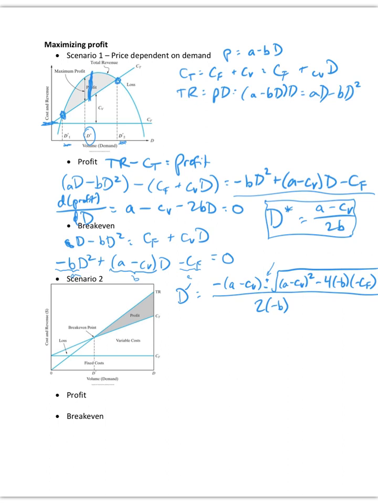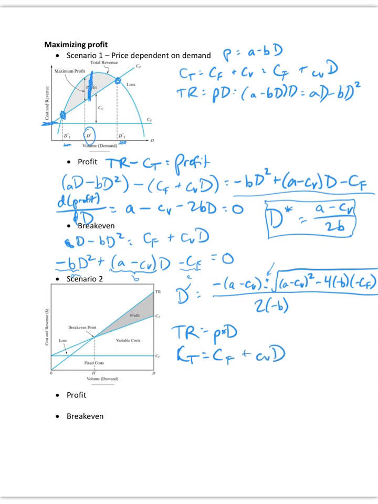Scenario 2 is a scenario where that price-demand relationship we talked about earlier doesn't apply. The price is independent of demand. Okay? In this case, here's what our functions look like. Our total revenue function is just price times demand, and we can't further simplify that. And our cost function is still C sub f plus CVD.